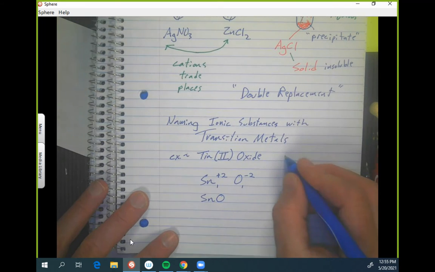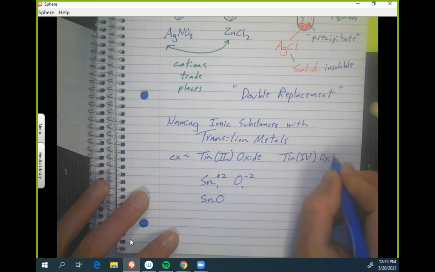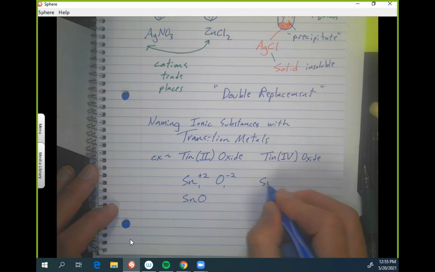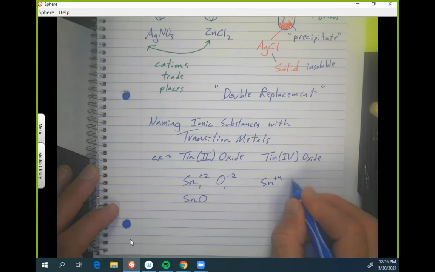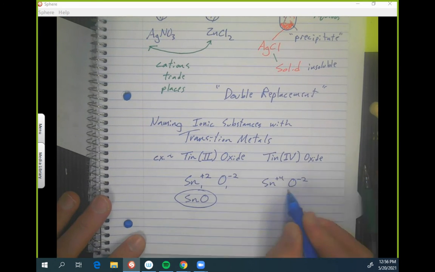But what if it was tin 4 oxide? So tin 4, Roman numeral 4, oxide. Well, that's going to be a little bit different. I'm going to have the Sn, and I know that it's a +4. I know that oxygen is only a -2. All right, so put in the chat, what do I have to do to balance this? Again, this one is done. How do I finish this one up?